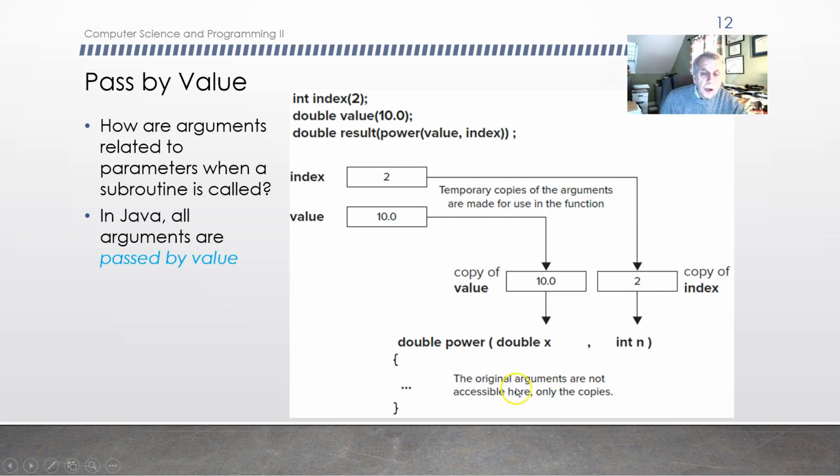However, if I were to manipulate n internally and alter the value of n, I'm altering this copy, not the source from which I obtained that copy. And likewise with x, I've got a value of 10, which is a copy of the value that's in this variable called value. And if I manipulate x, I'm manipulating this copy, not the original. That's the concept of passing by value.